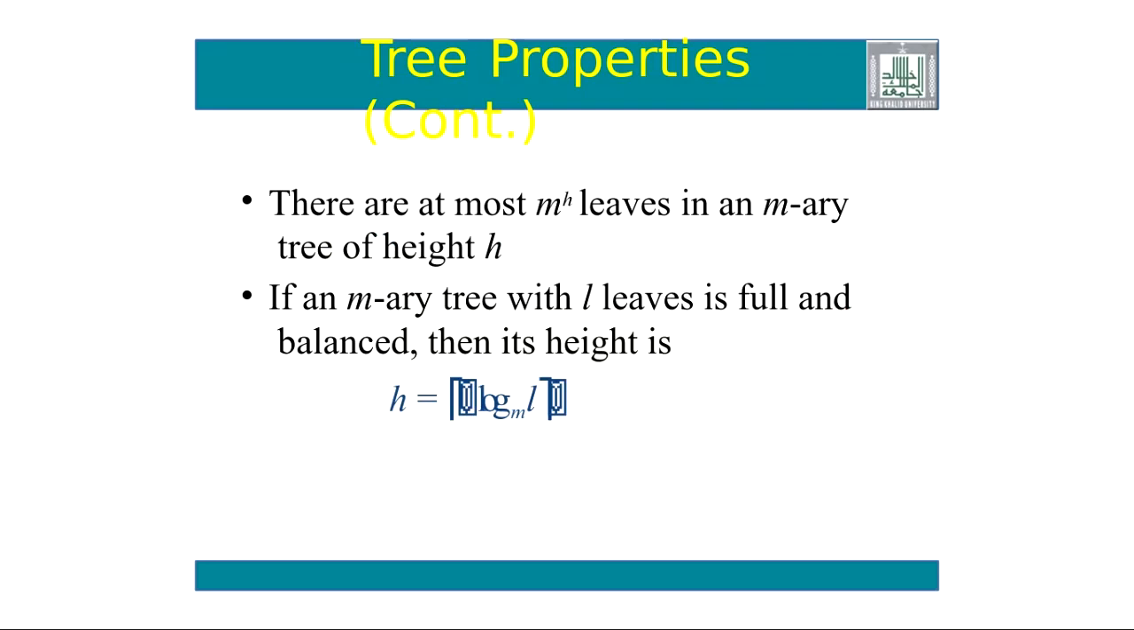Then coming to that, there are at most m to the power h leaves in an m-ary tree of height h. If an m-ary tree with l leaves is full and balanced, we can calculate the height of the tree like this: h equals log base m of l. I will see this example, then I will write the clear formula here, girls. This is not clear. I will write after that. Wait a minute, I will write the tree. 1 minute.